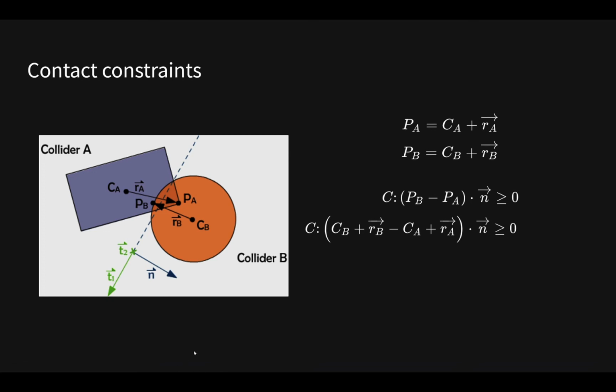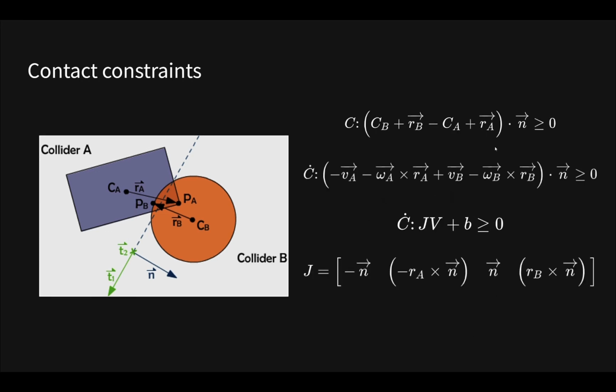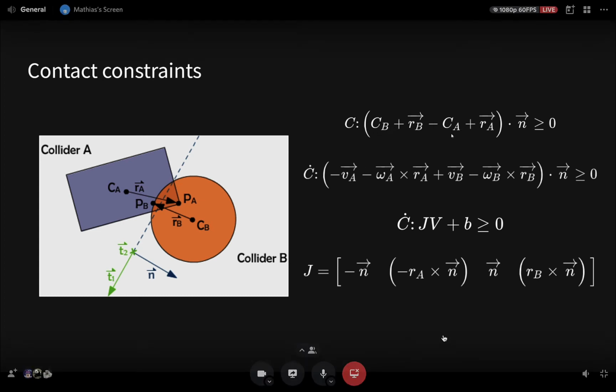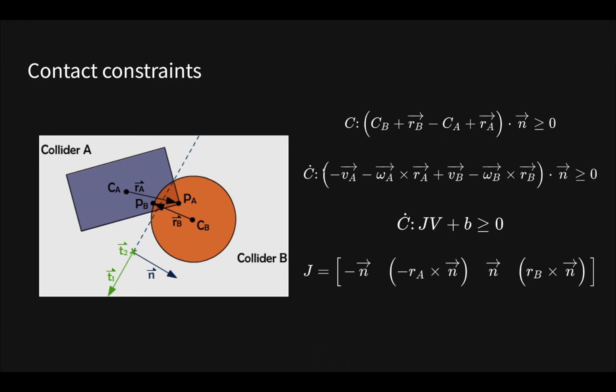Oh, okay. Yeah, what I was going to get to is, like I mentioned earlier, manipulating the positions directly is not a good idea. So we want to take the derivative with respect to time of this positional constraint to get the velocity constraint.